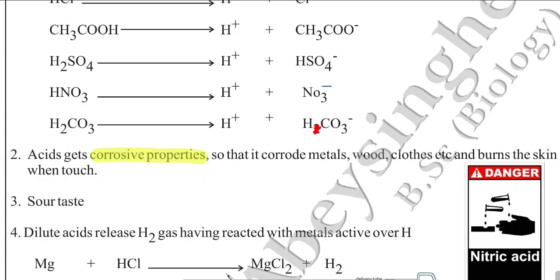Pickle, which in Sinhala is called acharu, is more acidic. We added the vinegar. They have a certain sourness there, right? That's the sour taste because of the acids there, right?